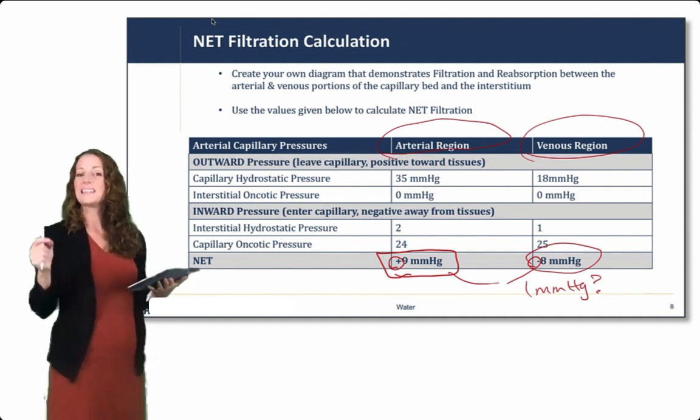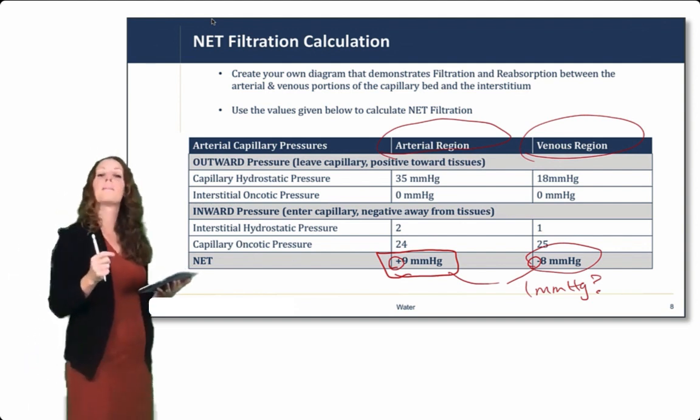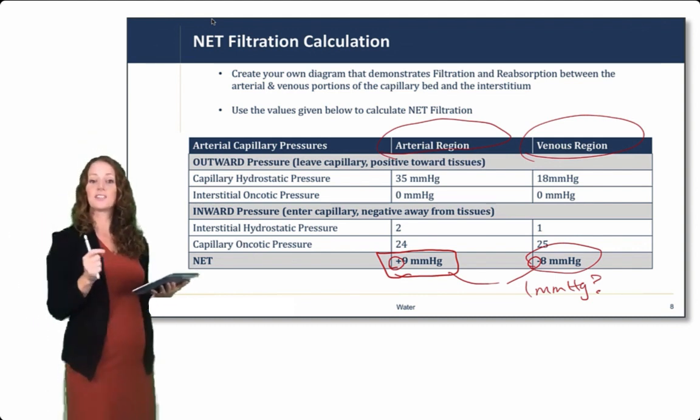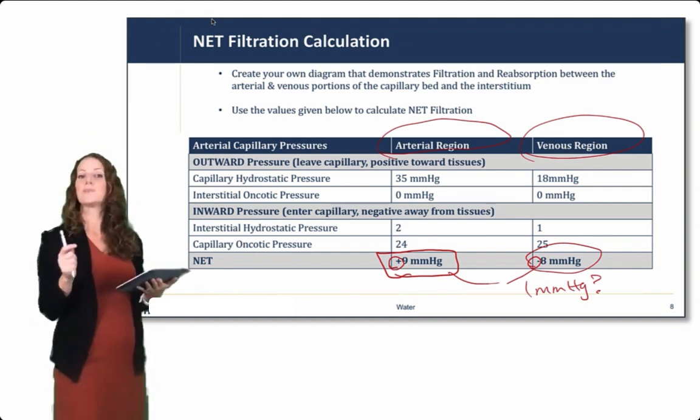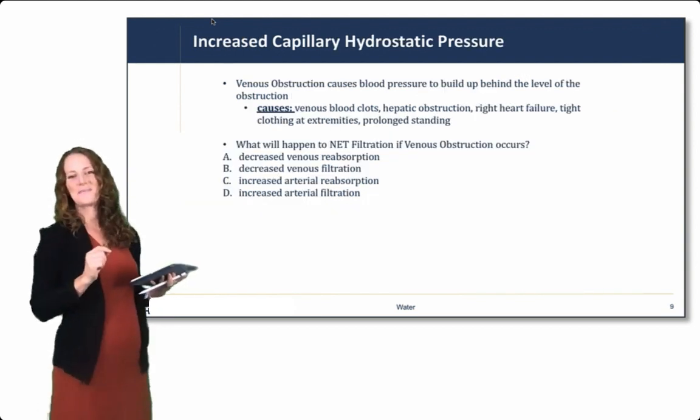So here what we see is there's a small amount of fluid left over that needs to be picked up by the lymphatics. Because what happens when fluid builds up in the interstitium? Edema, swelling. Okay? A couple of quiz questions for you.